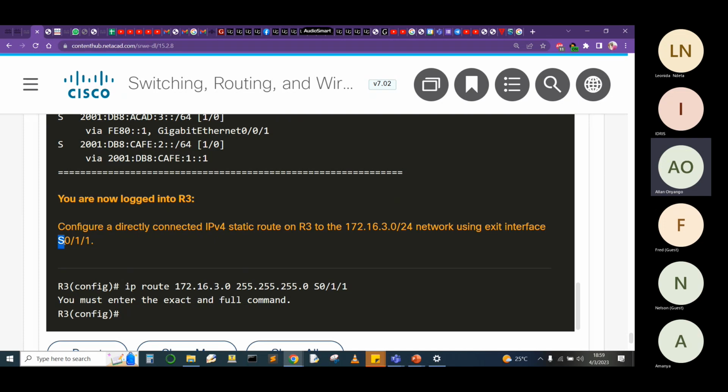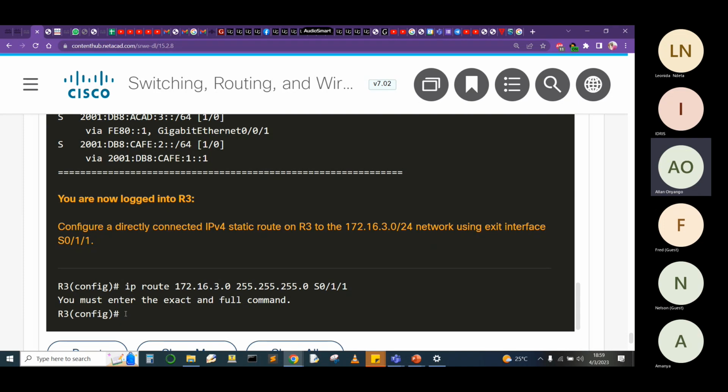Syntax checker is meant to put you on the alert. By the way, that is the major objective of syntax checker. They want you to be very, very keen. If you're not keen, they tell you must enter the exact and full command. And sometimes they make deliberate mistakes of just putting a capital S here. They want you to note that that is actually a capital S, but they want you to use a small s, which is no problem.